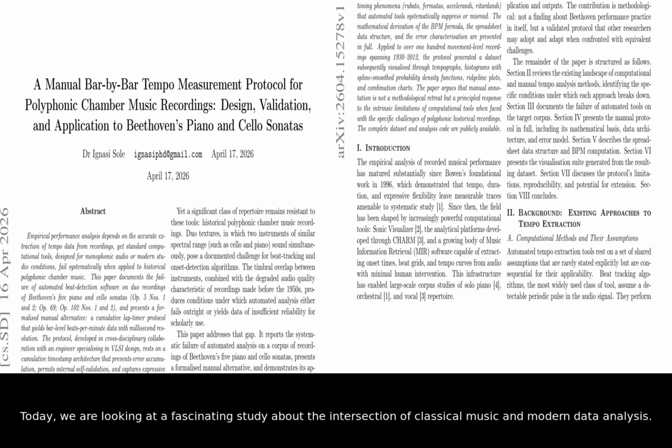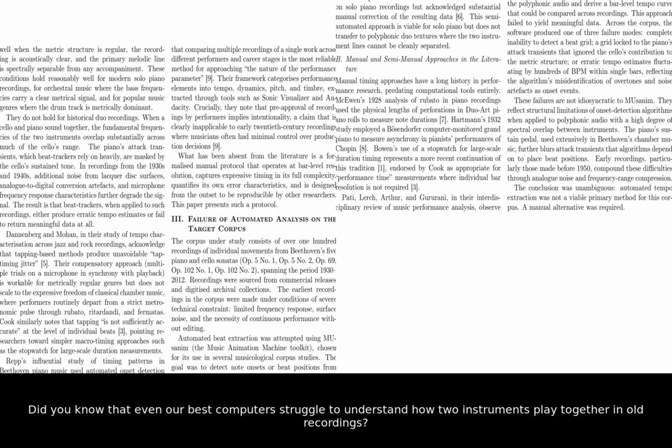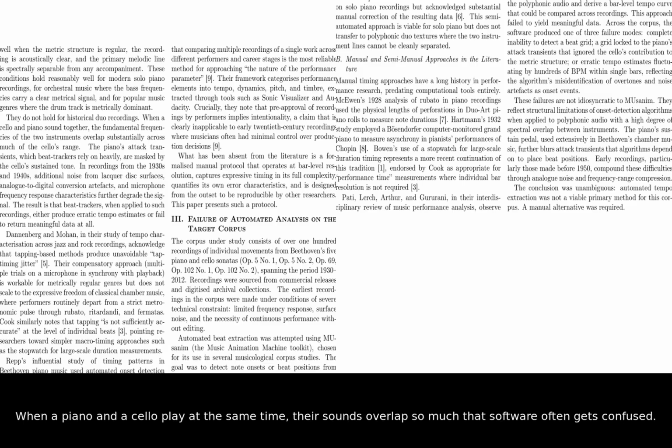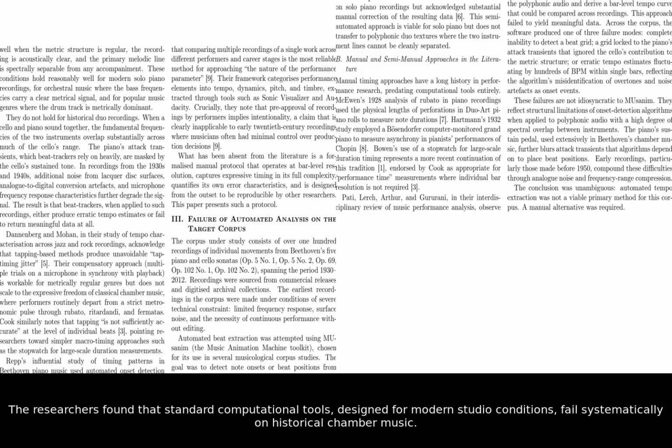Today, we are looking at a fascinating study about the intersection of classical music and modern data analysis. Did you know that even our best computers struggle to understand how two instruments play together in old recordings? When a piano and a cello play at the same time, their sounds overlap so much that software often gets confused. The researchers found that standard computational tools, designed for modern studio conditions, fail systematically on historical chamber music.